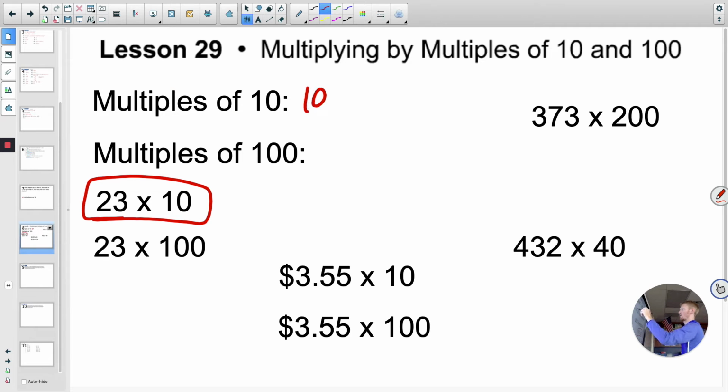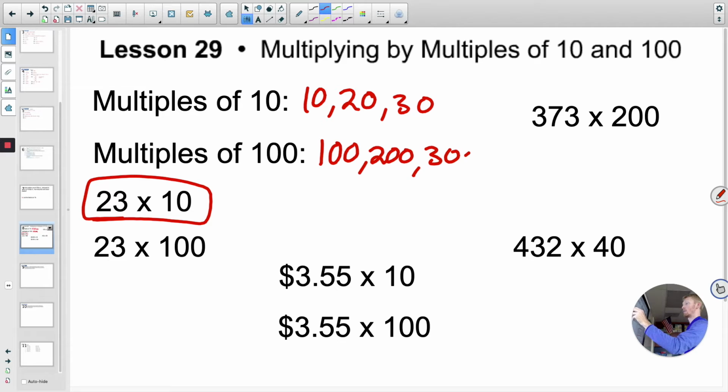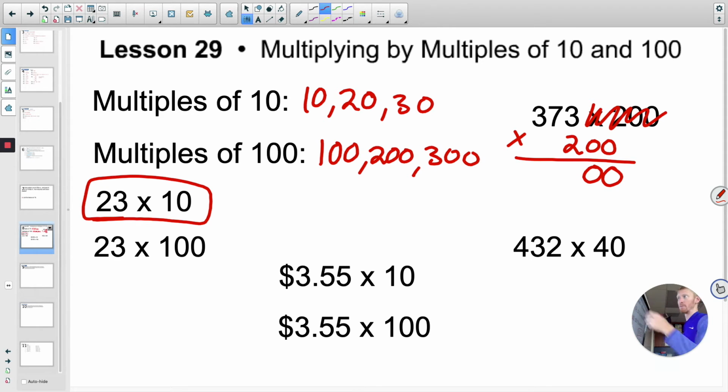So multiples of 10 would be like 10, 20, 30, so on and so forth. Multiples of 100: 100, 200, 300, so on and so forth. Okay, so like I have 373 times 200 over here. If I rewrite this like 373 times 200 with the zeros hanging off to the side, then I just drop my 2 zeros down, and now I multiply everything by 2. So 3 times 2 is 6, 7 times 2 is 14, 2 times 3 is 6, plus 1 is 7. So 74,600 would be that one.